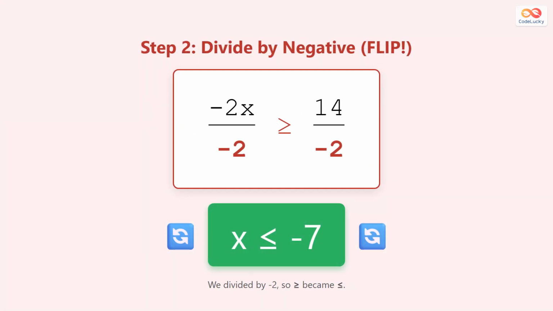Here is step 2. We need to get rid of the negative 2. Since it is multiplied by x, we divide both sides by negative 2. Because we are dividing by a negative number, we must flip the symbol from greater than or equal to less than or equal to. 14 divided by negative 2 is negative 7. Our final answer is x is less than or equal to negative 7.